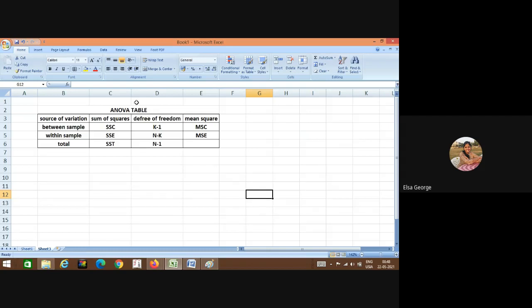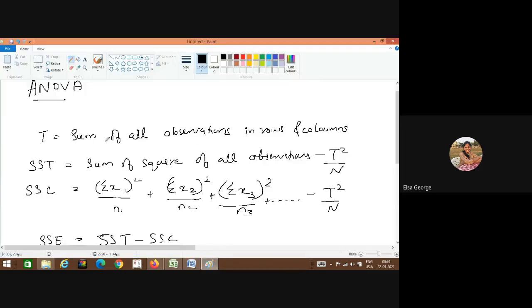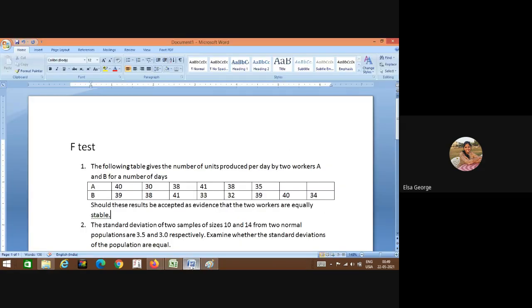In order to do ANOVA, the first step is to prepare an ANOVA table, and an ANOVA table looks like this. I'll briefly explain each and every term in it, step by step. At first, in order to do ANOVA, we have to find T. T means the sum of all observations in the rows and columns. I already have a question here, and with this question, I can explain to you.